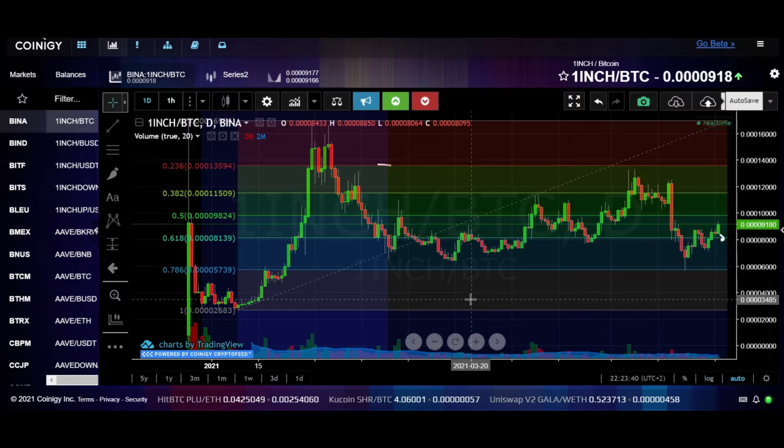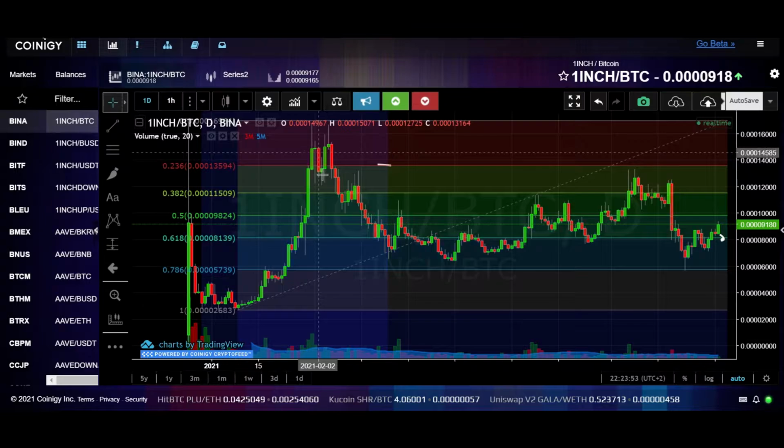Now, of course, none of this is financial advice. Please make sure you do your own research before putting any of your hard-earned money in the market, because what could happen is you buy something, you see an M right here, a double top, and then boom, drops down to 60%. So please make sure you do your own research. Now, on to the video.